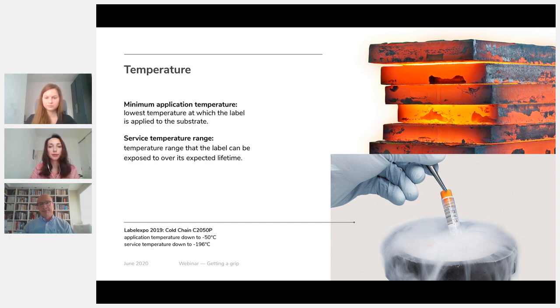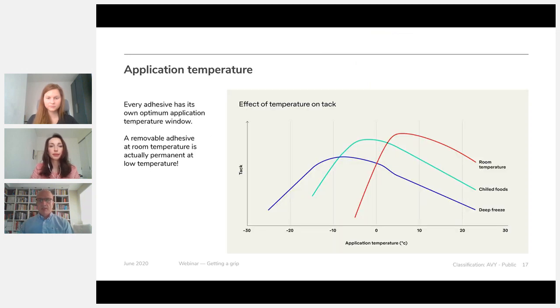Typically, minimum application temperatures vary from the very extreme, from -50 all the way to something like 40 degrees. Surface temperature range can be much broader. We can literally go down to -200 degrees all the way up to +150 degrees. Because when the adhesive is already bonded to the substrate, it can withstand a much broader temperature range than during application. And I will show you why that is in the next slide.